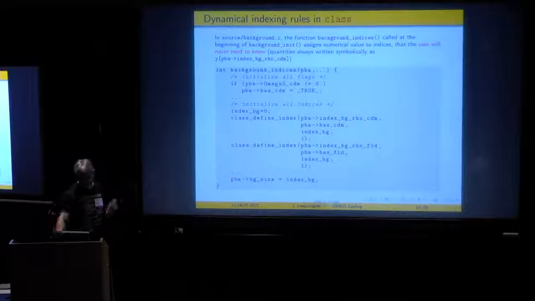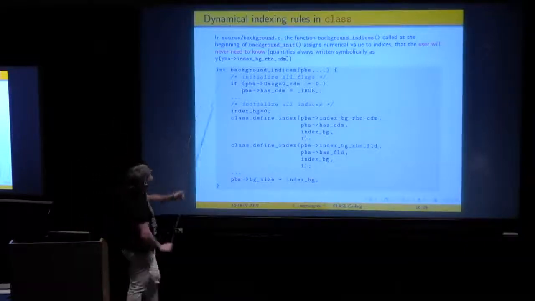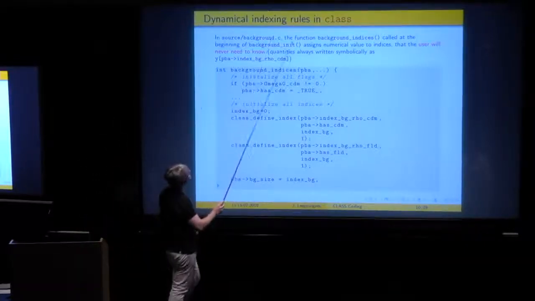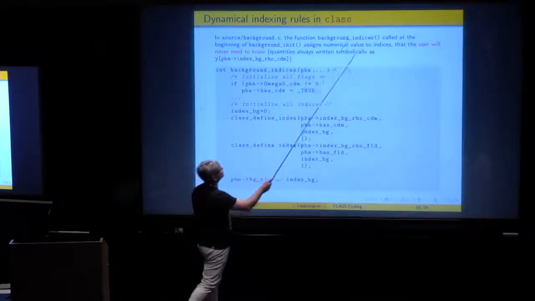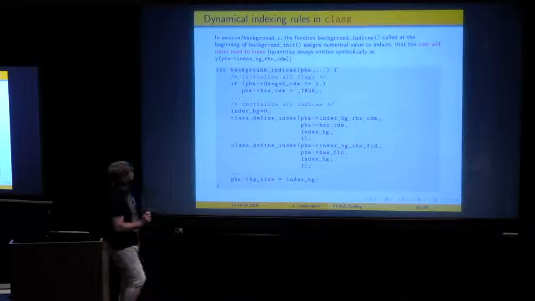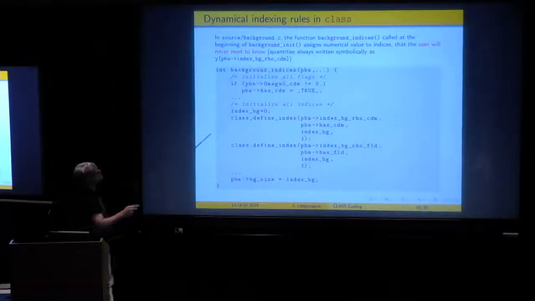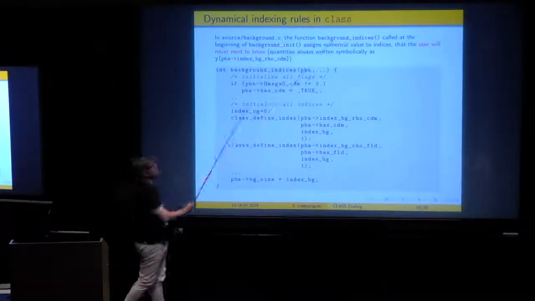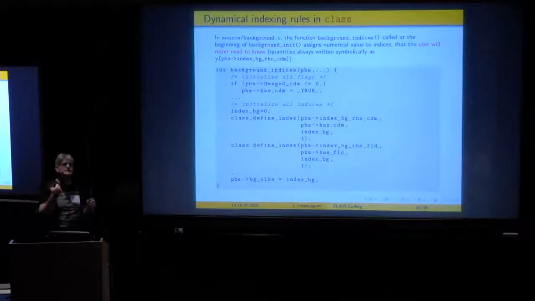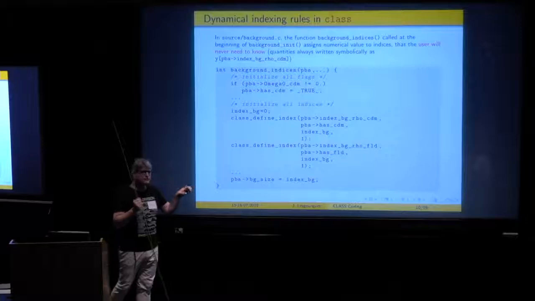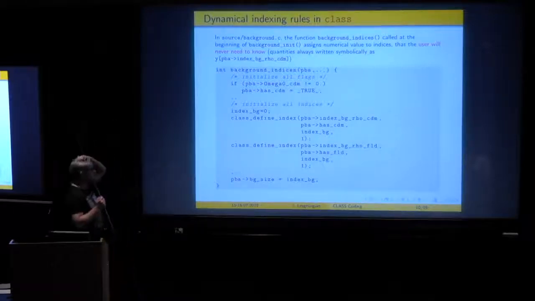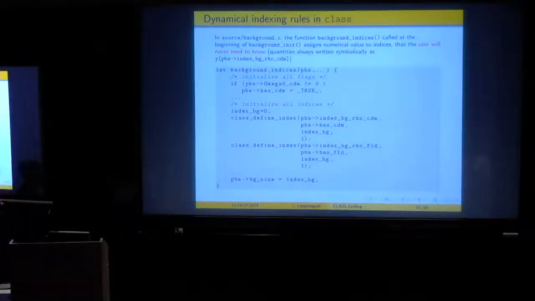Now let's look at another piece of code. It's located in background.c, in the function background_indices. In fact, each module has an _indices function somewhere. The goal of the function here is to assign a precise value that you never need to know, because you will only need the symbolic form of the index. So the goal of background_indices is to assign numbers to all the indices that have been declared in the structure of the module.